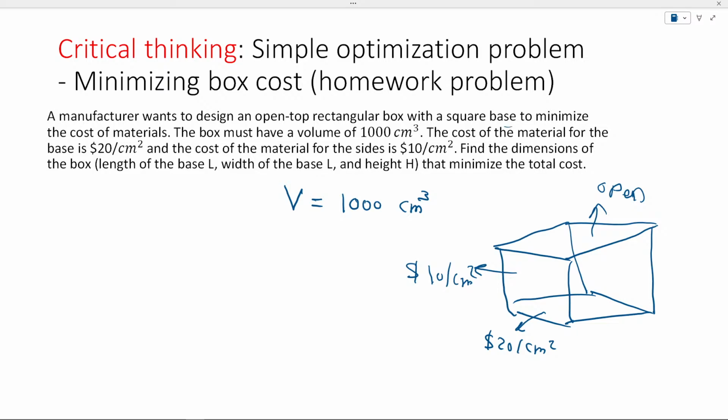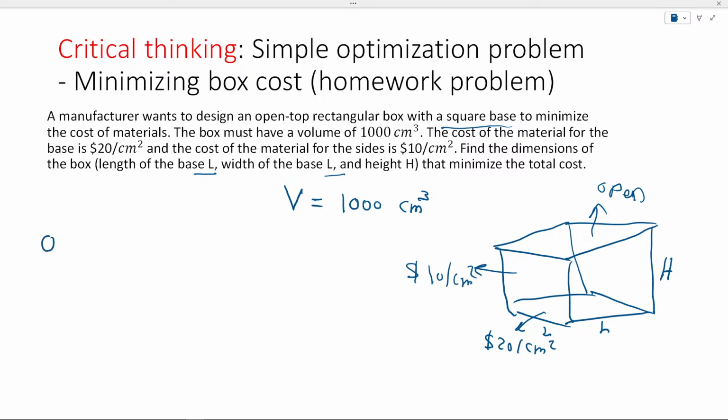So the base is square. That's why we have L and L. That is L, and that is the height here. So this is L, and this is the height. So how to solve something like this? I want to minimize the cost.